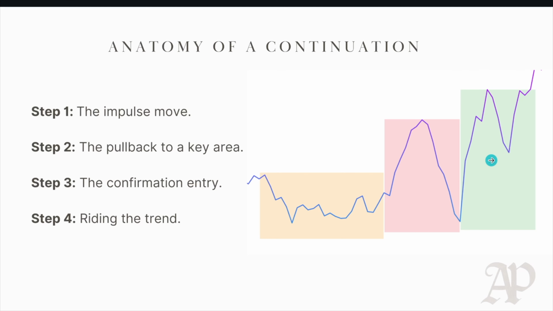Step 2 is going to be a pullback to a key zone. So that is right here. We can see a pullback. So step 1. Step 2, the confirmation entry is going to be step 3. So either we have a fib zone, maybe this is the 50%, or there was a fair value gap, let's say. And step 4 is riding the trend, and we are continuing to go higher.